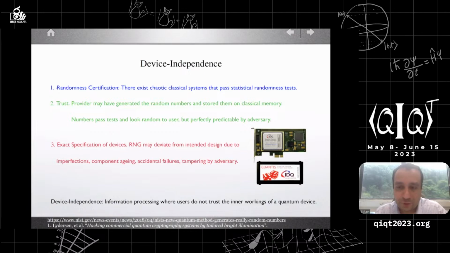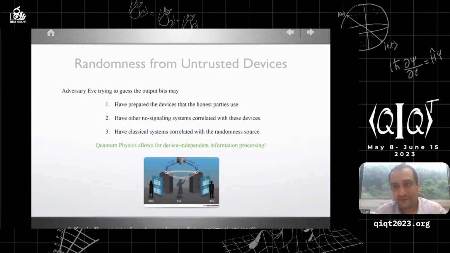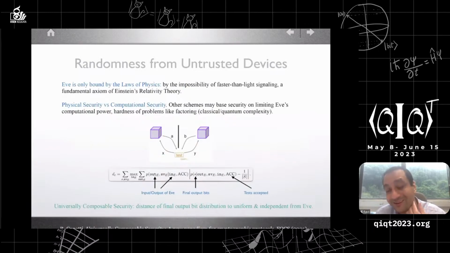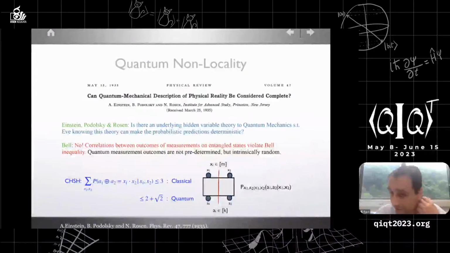The next step is to do QKD, right? QKD is when you have not only random bits, but Alice and Bob have perfectly correlated bits. So there are some additional steps you have to do. Here we are only generating random bits in a single lab with two separated components.